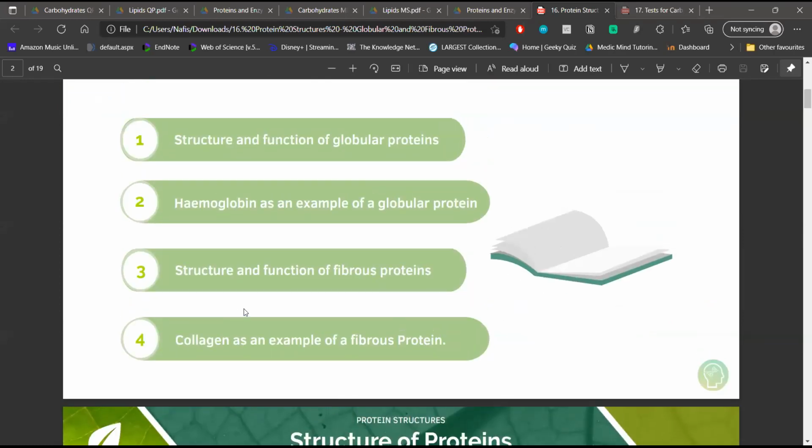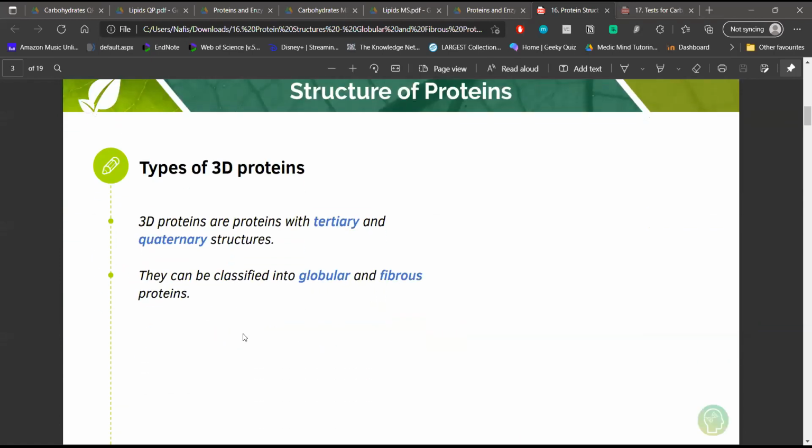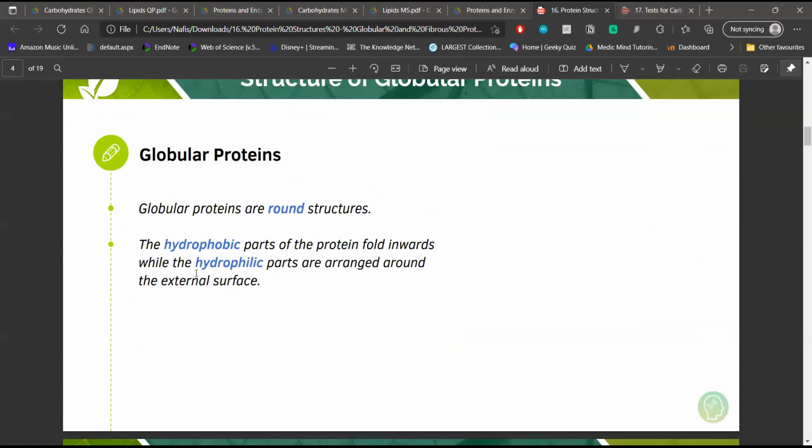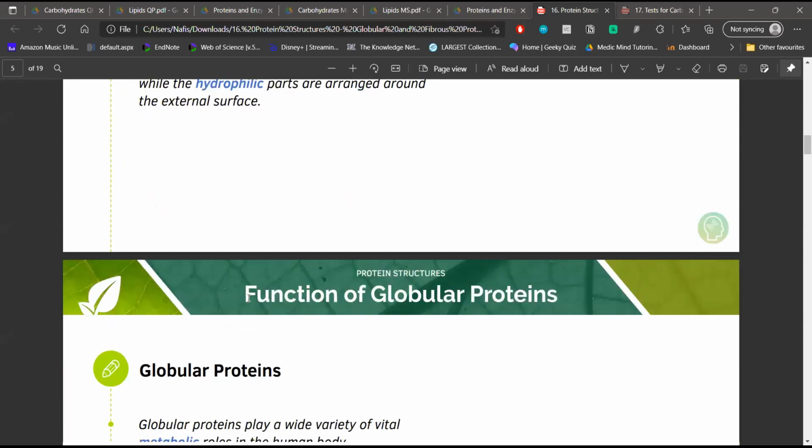Structure and function of globular proteins, hemoglobin, and then structure and function of fibrous proteins, and then collagen is your key example. So 3D proteins are proteins with tertiary and quaternary structure. They can either be classified as globular and fibrous proteins. So globular, globe-like, so round structure, spherical. Hydrophobic parts of the protein fold inwards. So remember, this has hydrophilic R groups on the outside. That's one mark usually in an exam when you're talking about the differences. So remembering that hydrophilic are on the outside.